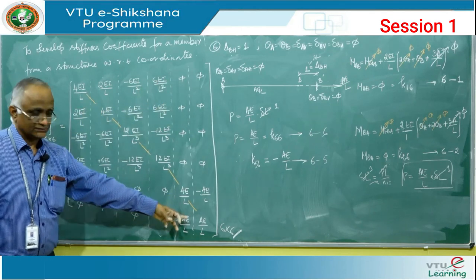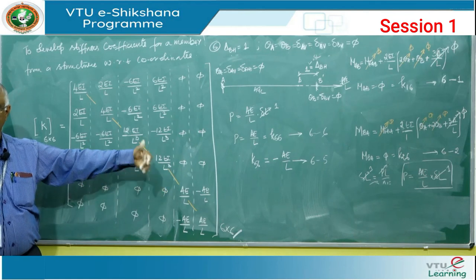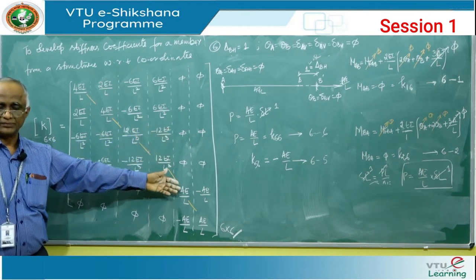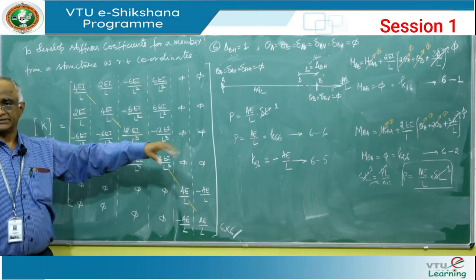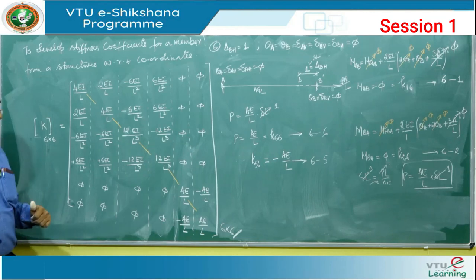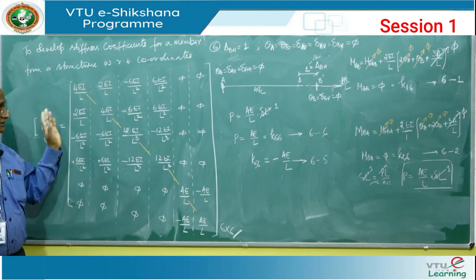Here you won't get 0 on the diagonal. If you are getting 0, it is not a structure. That means you are not able to give any rotation at that point. Then you cannot consider that particular coordinate itself, you can eliminate that coordinate. You know the value already, it is 0, you don't need to find out the value of the deformation at that particular point. If you know this 6 by 6, you can solve for all the values.